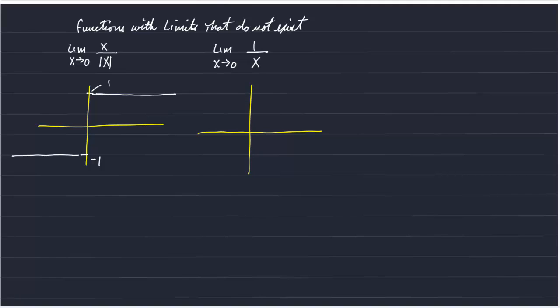Right? And that looks like something like this. And again, as x approaches 0, 0 being right here, the function is not defined. And then, likewise, another function that doesn't have a limit is the limit as x goes to 0 of 1 over x squared.